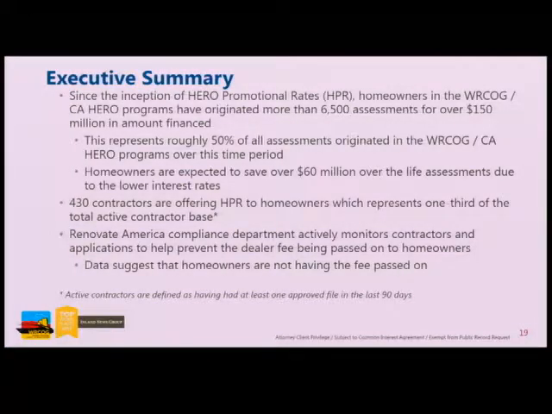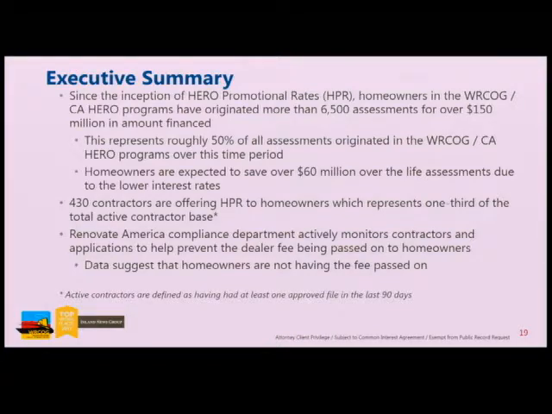As you'll see here, since the program launched, we financed about 6,500 projects in the WRCOG and California HERO programs using these HERO promotional rates, which total about $150 million in total financings. This is about half of the total assessments that have been completed in California HERO or WRCOG HERO over that period of time. As you may recall, we have an offering that allows contractors to continue to use the existing HERO rates and not have that dealer buy down if they determine that was a better business option for themselves. Based on the use of these HERO promotional rates, homeowners have saved over $60 million over the life of their assessments due to the lower financing costs associated with them.